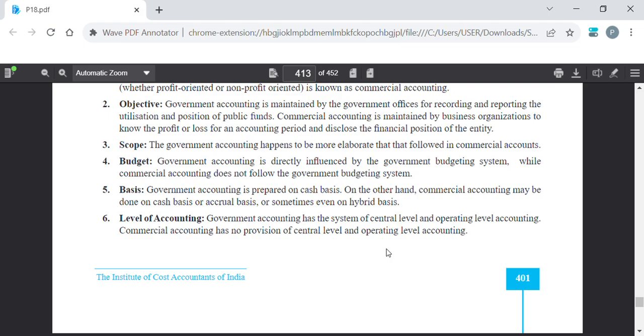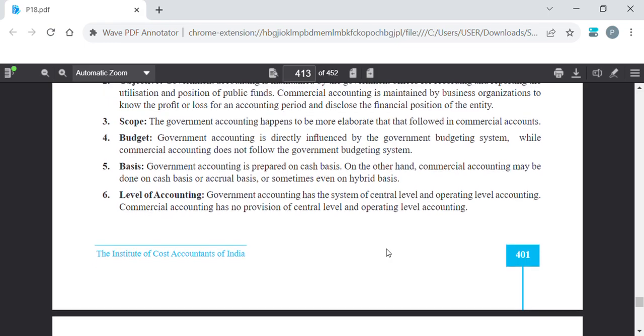Government has a budget of this much, accordingly I'll go for my accounting. While if I go for commercial accounting, my accounting is not bound by the government budget. Basis: government accounting is prepared on cash basis.